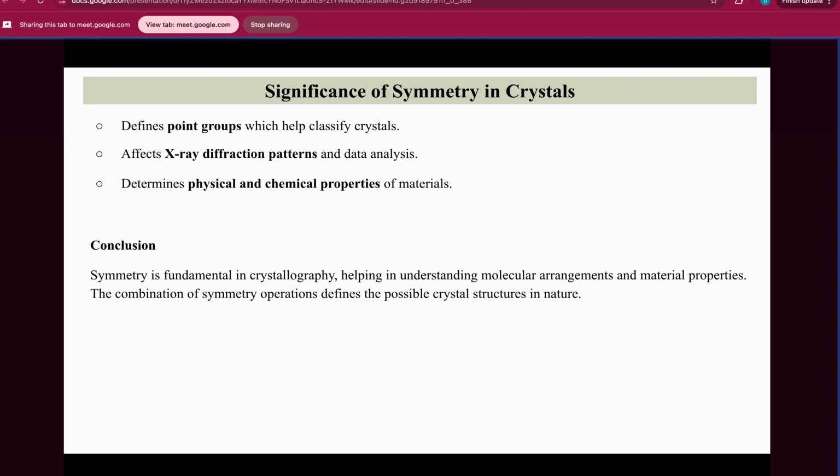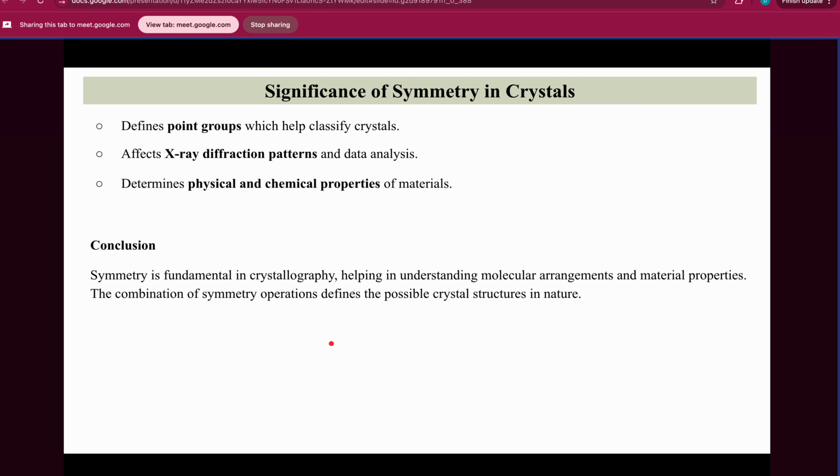And this slide is about the significance of symmetry in crystals. They define point groups, which help to classify crystals. Then X-ray diffraction patterns, because symmetry also affects the X-ray diffraction pattern. The spacing between two lattice points can also determine at what angle the X-rays get diffracted. So understanding the crystal and all these things is quite helpful, and it also determines the physical and chemical properties of the materials.